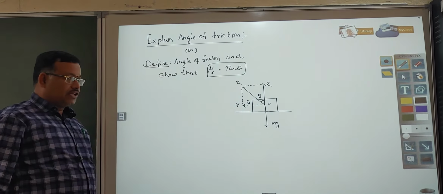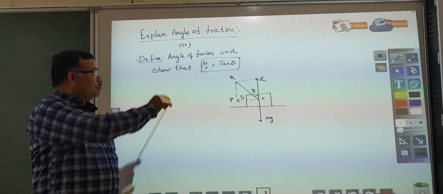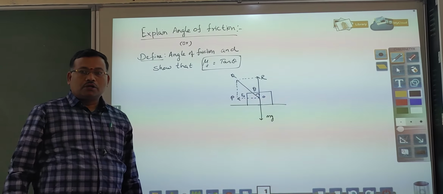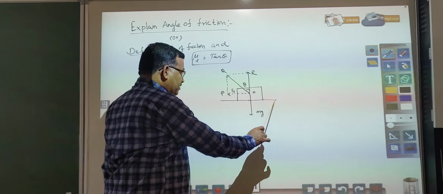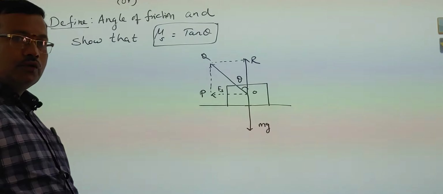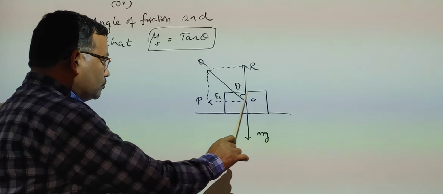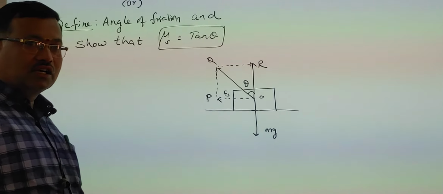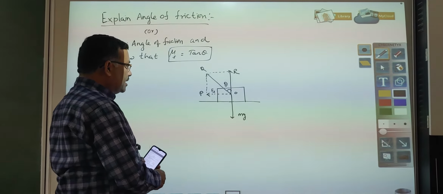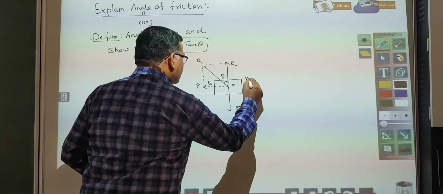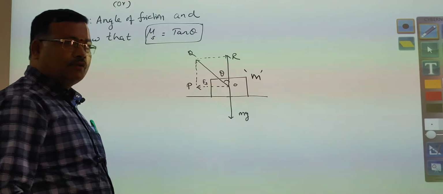Now I am going to tell you the answer. For both the questions the answer is the same. Listen carefully. You are considering a horizontal surface, and you are placing a block on the horizontal surface. Suppose m is the mass of the body.